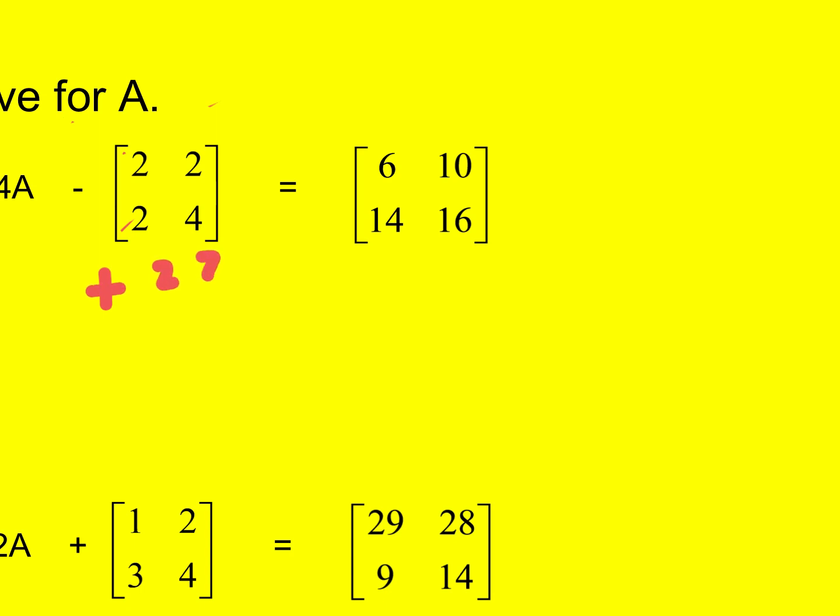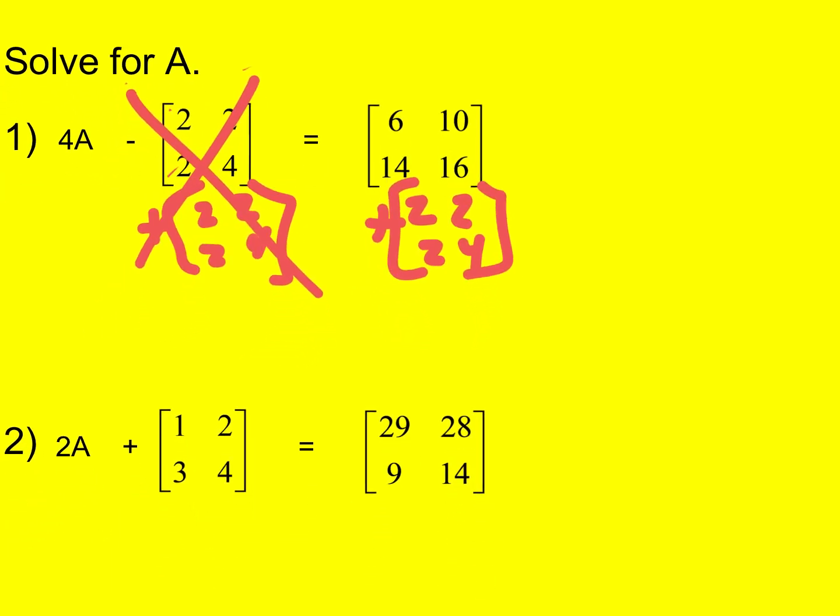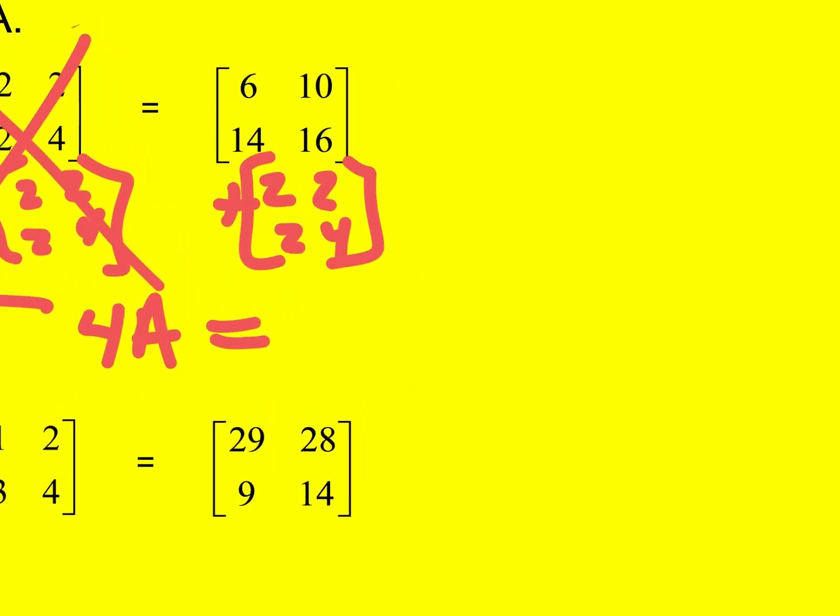Adding 2, 2, 2, 4. And that just cancels that because they're opposites. 4a is left. And if I add these, this will go quick. 6 and the 2 makes 8. 10 and 2 is 12. 14 and 2 is 16. 16 and 4 makes 20.